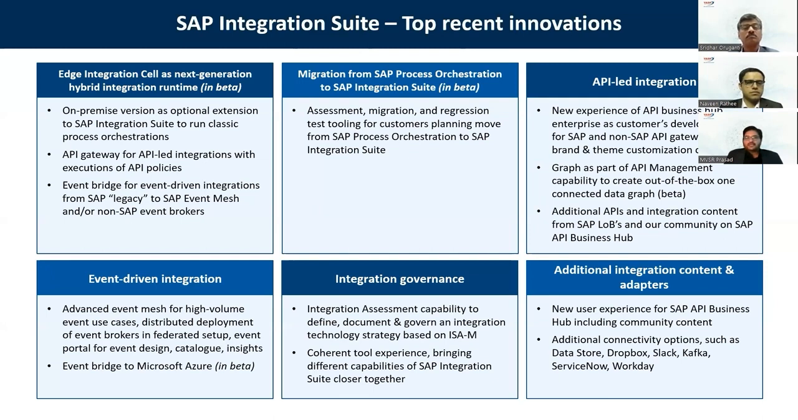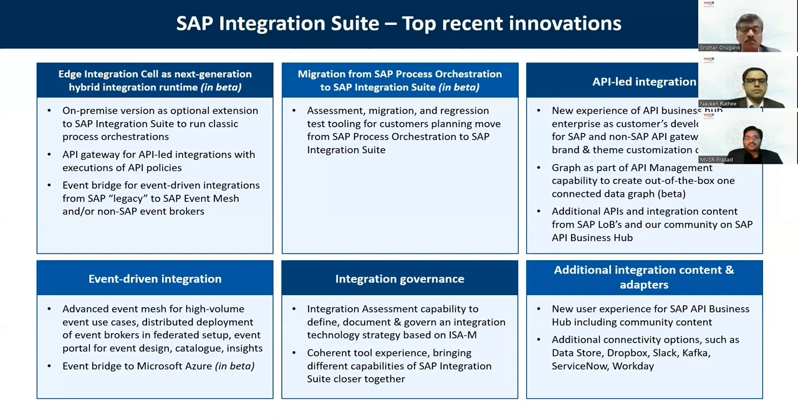And there are API-led integrations, where SAP came up with a graph as part of API Management capability to increase out-of-the-box integrations with the data graph. This is also one of the beta features. And also event-driven integration, as I gave an example, the event-driven configurations need to be done in the subsequent systems, where the event brokers will be federated with the content updates into the SAP systems.